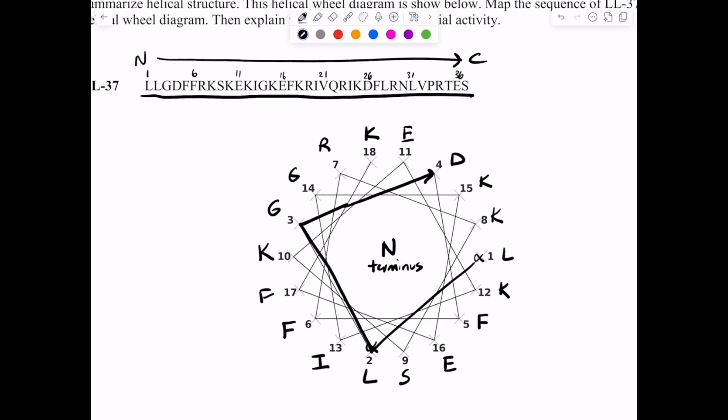So for example, when I get to amino acid 19, which is an R, I'll just put that to the side of the amino acid that's already there.